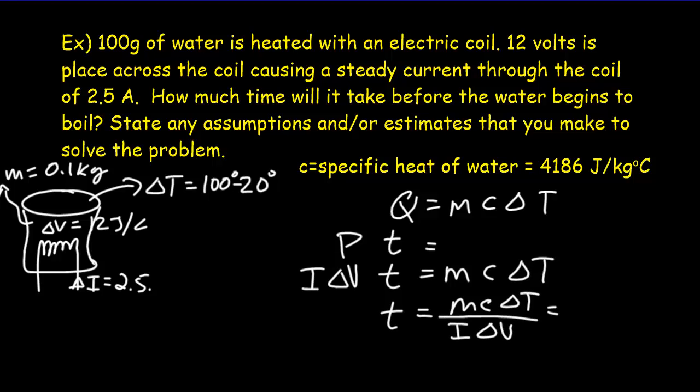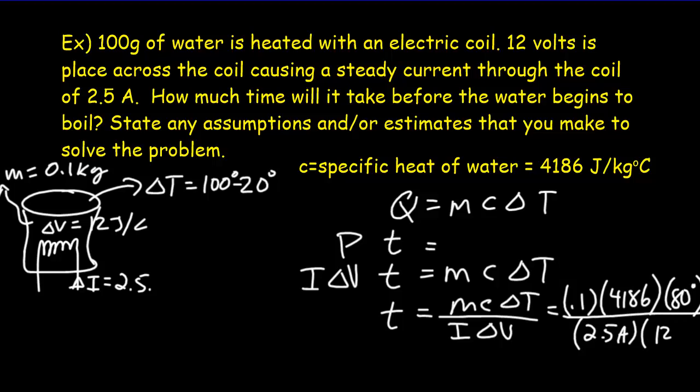We can substitute all the numbers in. So it's 0.1 kilogram, specific heat of water 4186, making sure everything is in SI units. Delta T is 80 degrees that we're going to raise the temperature by. We've got a 2.5 amp current, and we're placing 12 volts across it. If we carry that out, we get an answer of about 1116 seconds, or say 1120 seconds, which is about 18 and a half minutes, 18 minutes 36 seconds.